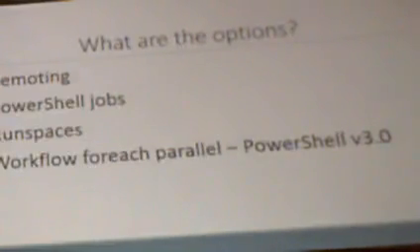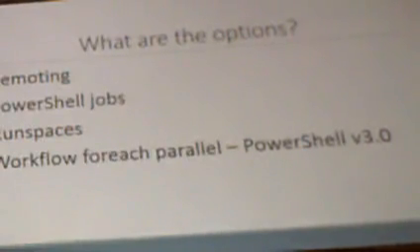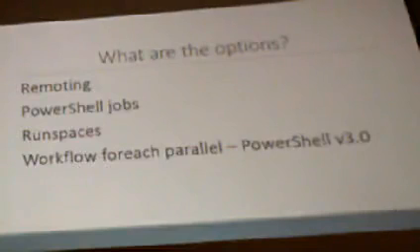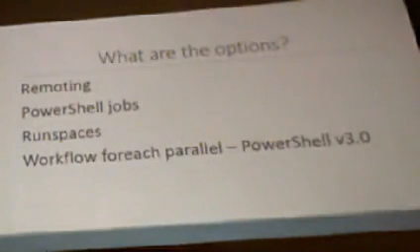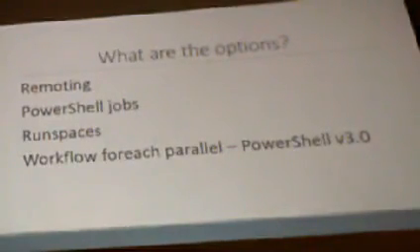So, the options we're going to go over: remoting, PowerShell Jobs, Runspaces. We're going to look at ForEach -Parallel. It's a PowerShell v3 feature. Is anybody here running v3? How many people here have v2? How many people have v1? You're going to be asked to leave if you do. How about v4? Awesome. All right.